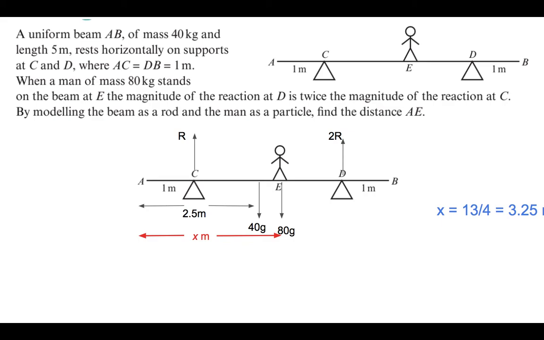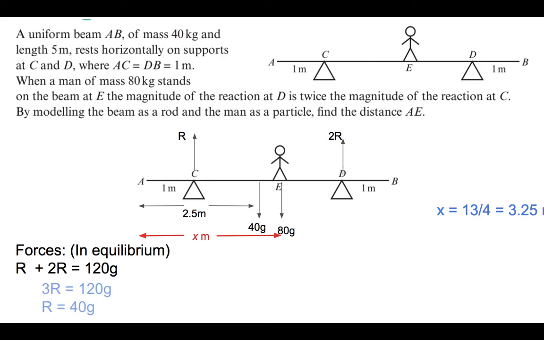So now, if we start to consider the forces, we've got R plus 2R has to be equal to 40G plus 80G because they're in equilibrium. So we've got R plus 2R is 120G. Simplifying that, 3R is 120G. So that directly then tells us that R is 40G. Okay, so that gives us one of our unknowns straight away.